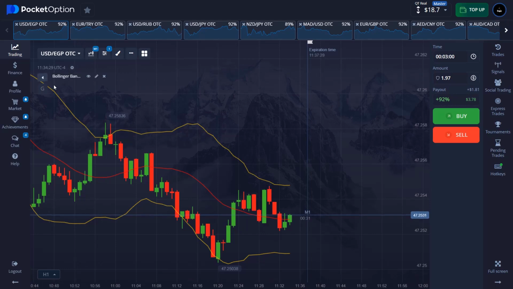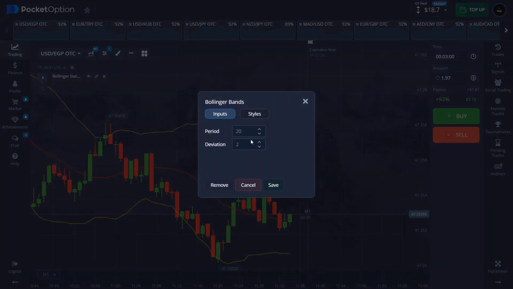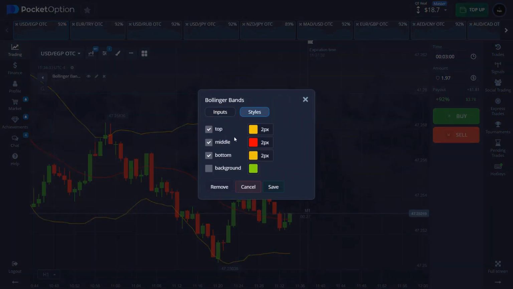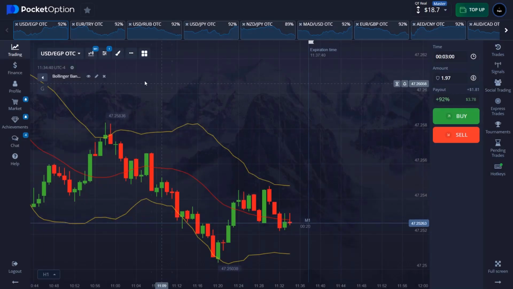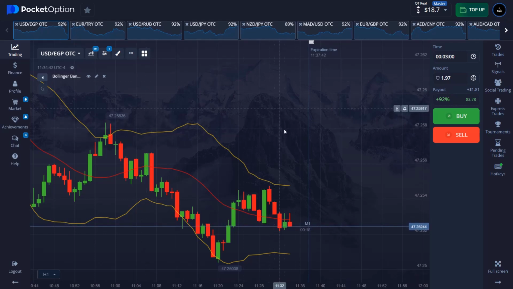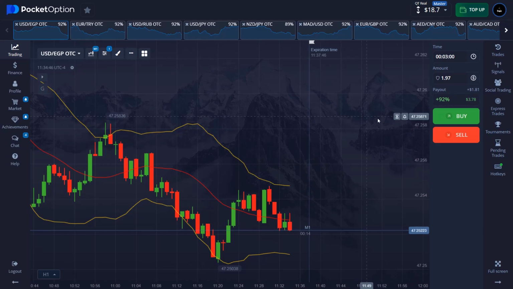So all we're using is Bollinger Bands. Settings are 2 and 20. Just uncheck the background. You can change these colors to the same as mine if you want. If not, you can leave them default. And so all we're basically doing, this is for OTC. Should work for regular pairs as well. And I'll show you what I'm doing here.